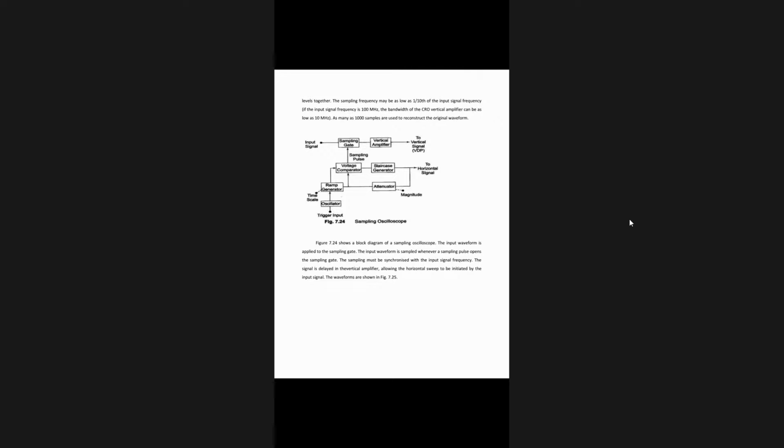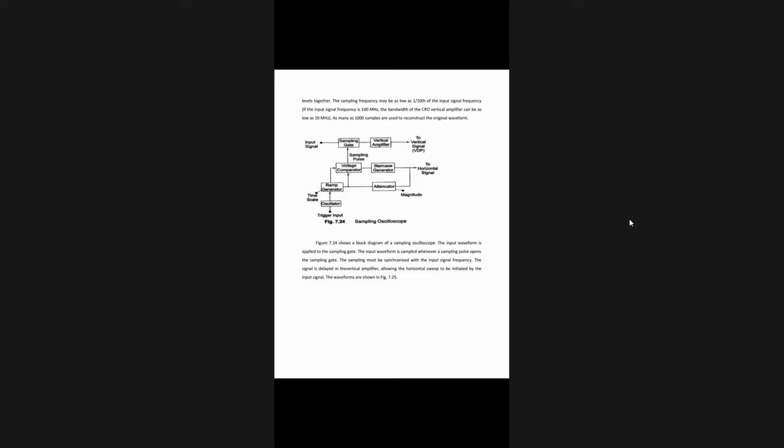So later we join all these samples together, and the sampling frequency may be as low as 1/10 of the input signal frequency. Understood? So for example, if the input frequency is 100 megahertz, the bandwidth of the CRO vertical amplifier can be as low as 100 megahertz. Whatever the bandwidth of the oscilloscope is, that is basically the bandwidth of the vertical amplifier. As many as 1000 samples are used to reconstruct the original waveform.